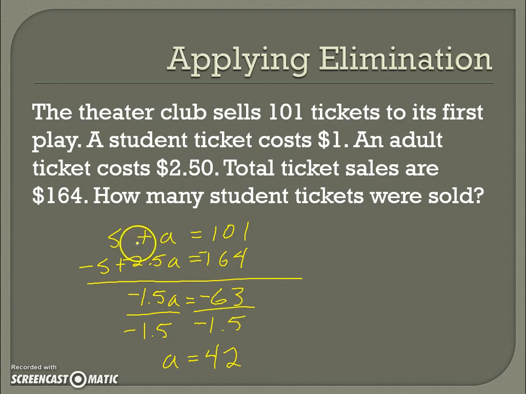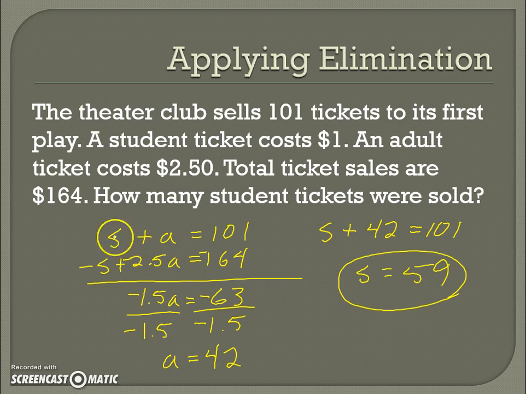In order to find the number of student tickets, I just take 101 and subtract 42. So 101 minus 42 is 59, or I'm substituting in here. So S plus 42 equals 101, and S equals 59. So that's how many student tickets were sold, and that's using elimination. A really, really simple way to do that.